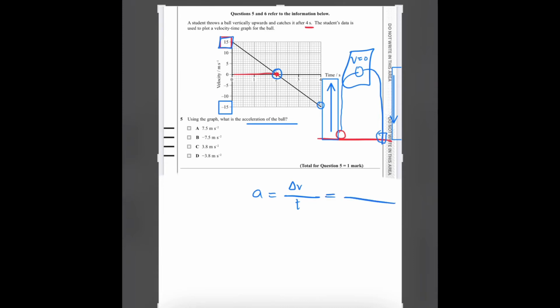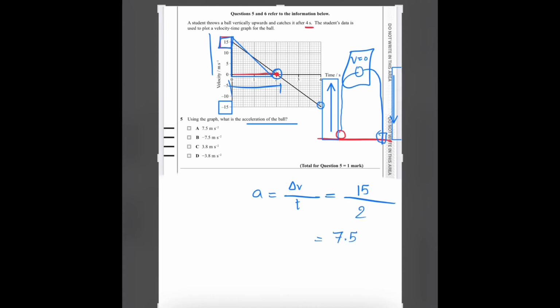Change in y is change in v. If we consider this triangle, then the change in y would be 15, right? It is going from 0 to 15. So 15 divided by 2 seconds, right? 15 by 2 is 7.5.